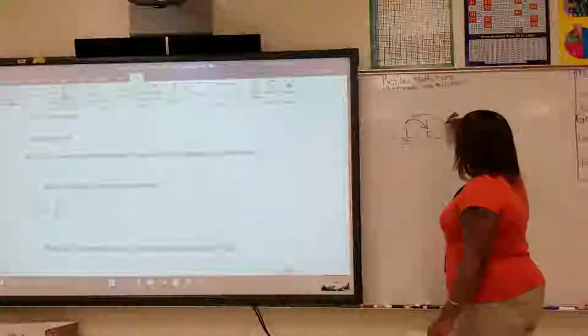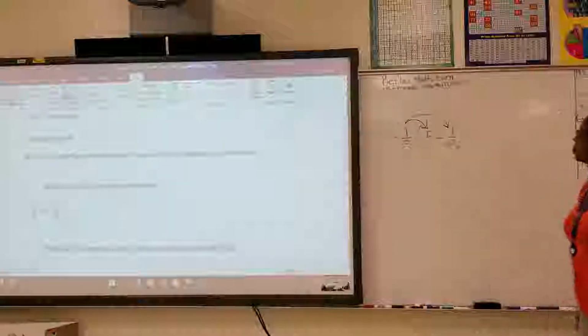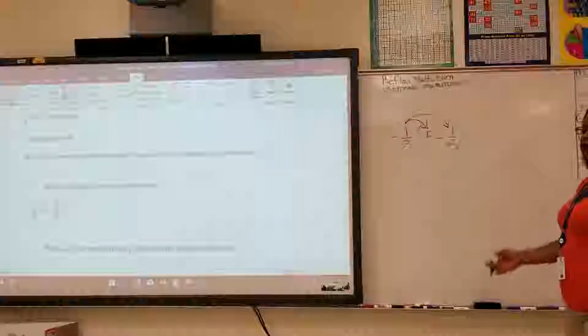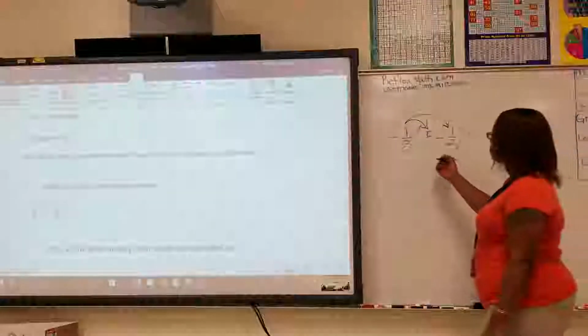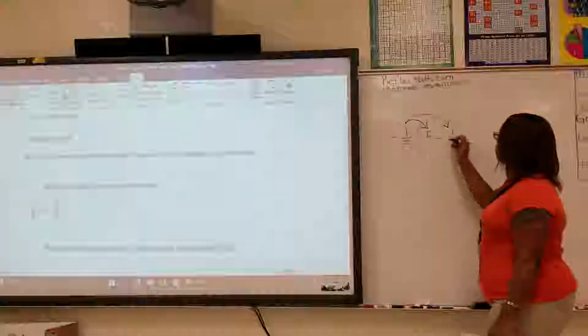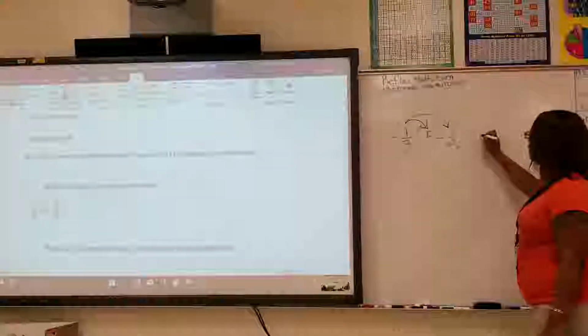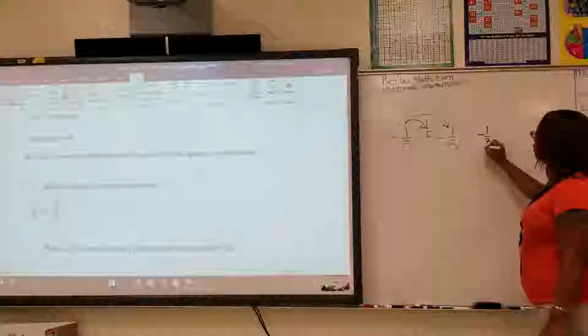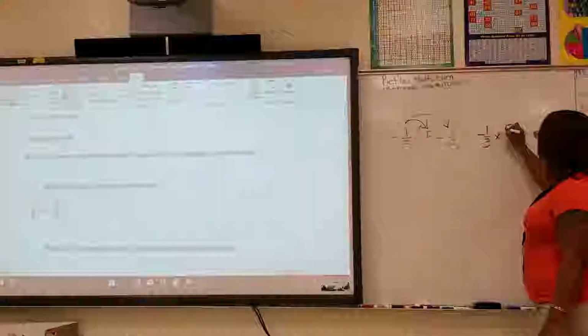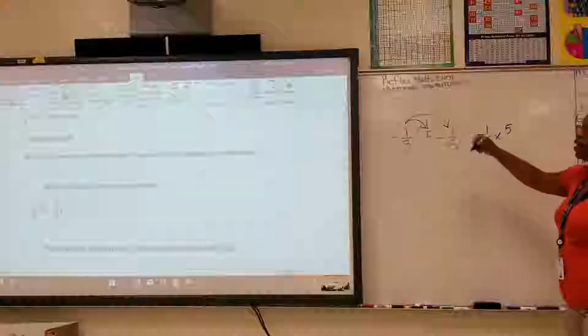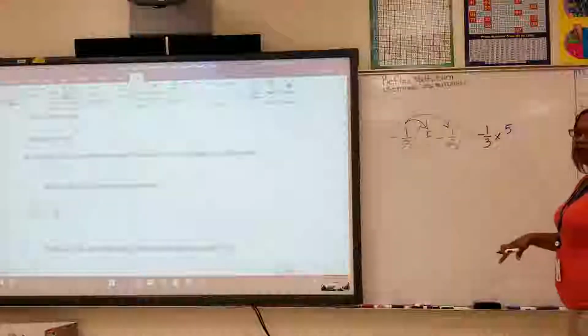So we have to distribute this -1/3, all right? When we do that, we have to multiply. When we multiply, we are multiplying -1/3 times 5. And remember now, this is a whole number. We make a whole number fraction by adding 1 underneath.